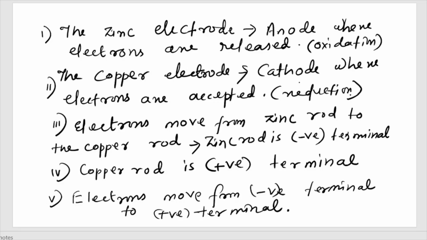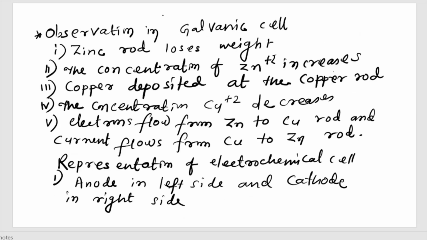So I hope it is clear to you. What is the conclusion from the different types of cells and the reactions of the galvanic cell? Electrons move from the zinc rod, the negative terminal, to the copper rod, the positive terminal. Electrons move from the negative terminal to the positive terminal. So I think this is clear.